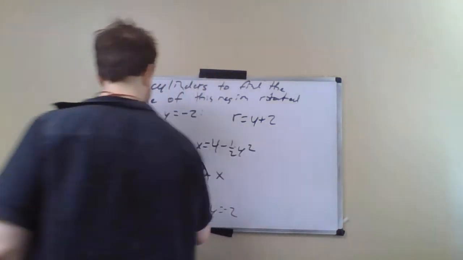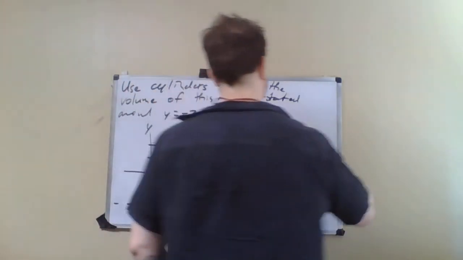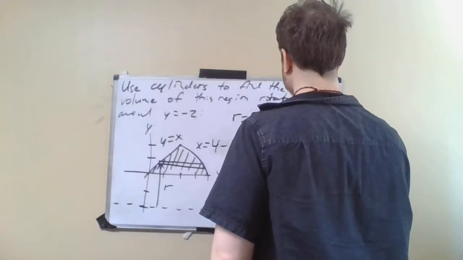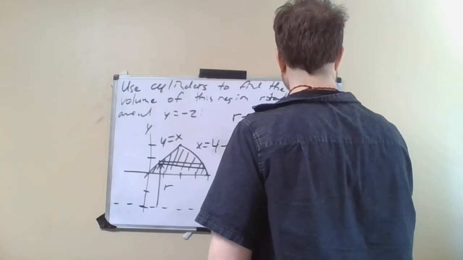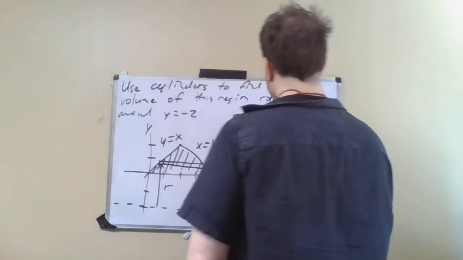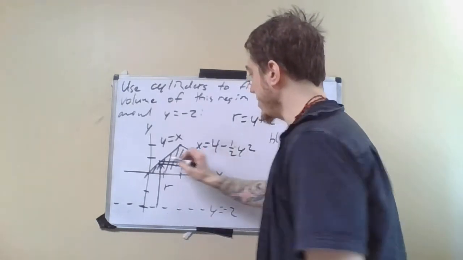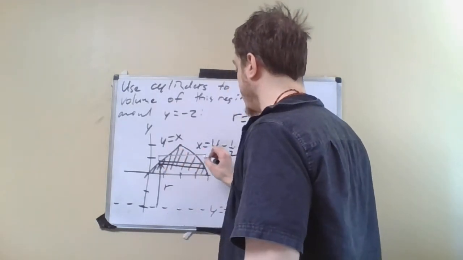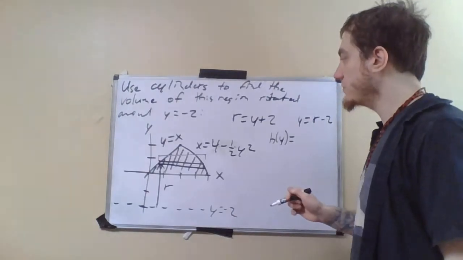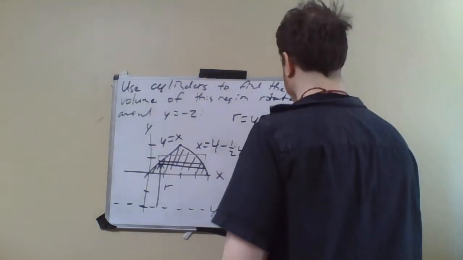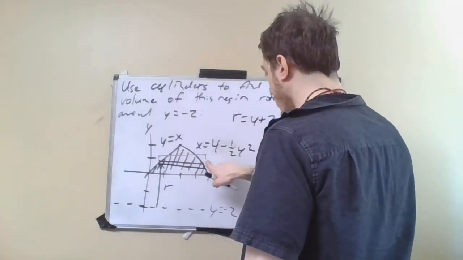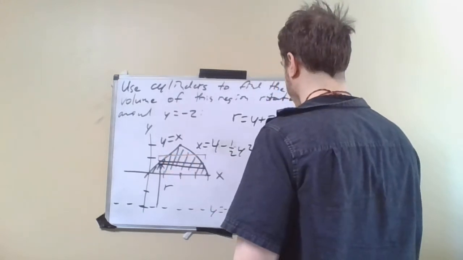The other thing is that the height, this also means, by the way, that y is equal to r minus 2. The height as a function of y is going to be, the height is really going to be this distance here. And as a function of y, it's going to be the right-hand curve minus the left-hand curve.